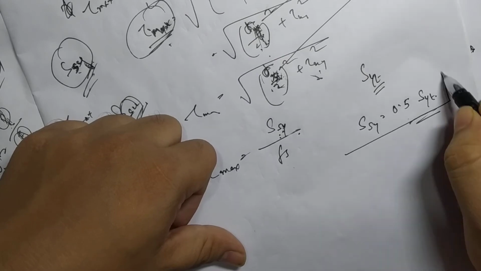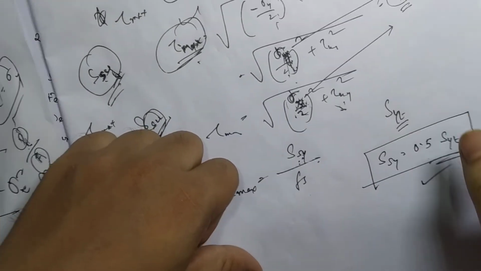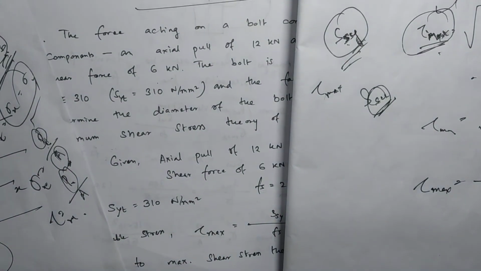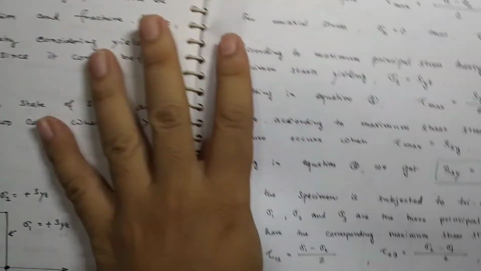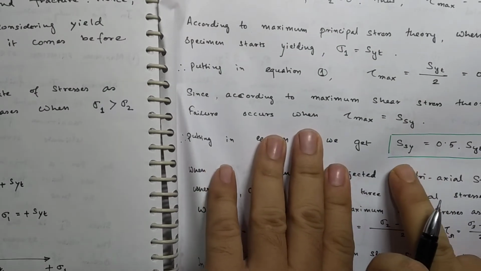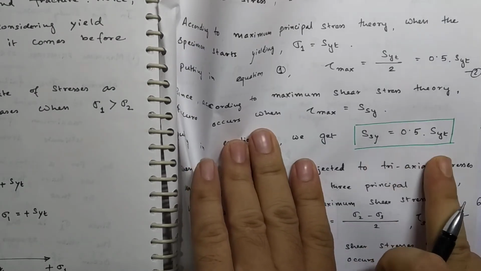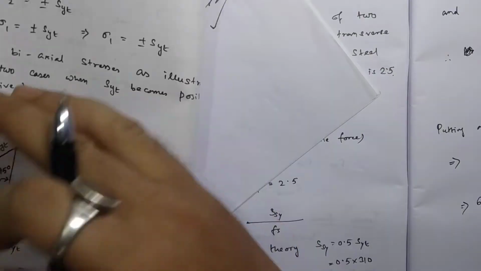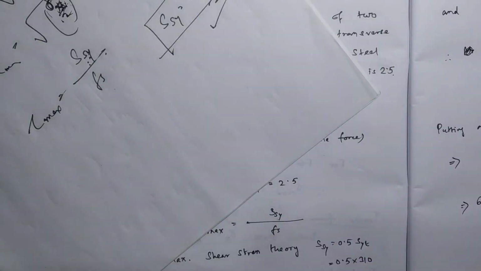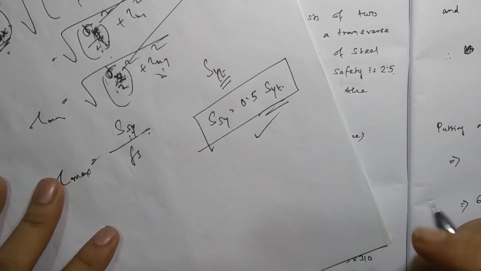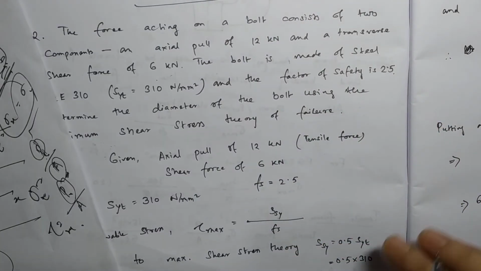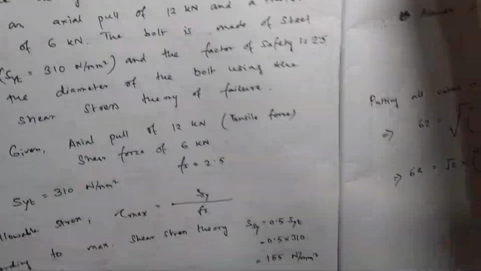So this is according to your maximum shear stress theory. If you look at your maximum shear stress theory, have a look: SSY equals 0.5 of SYT. So this is what you have to use. I told you this is important, so whenever it is written in any numerical, you have to use that. All right, so now let's look at the problem and understand it. Now it is clear how to solve your problem.